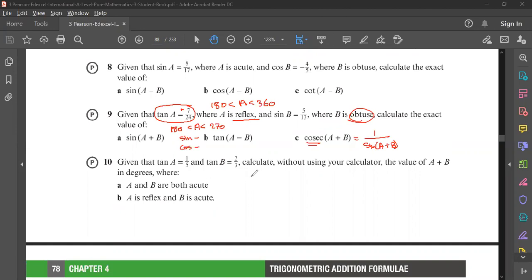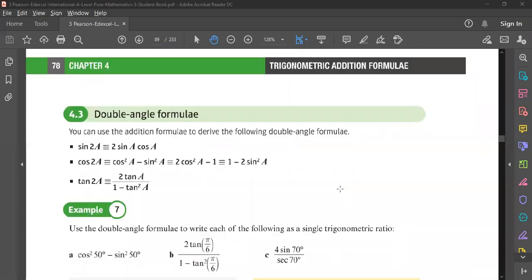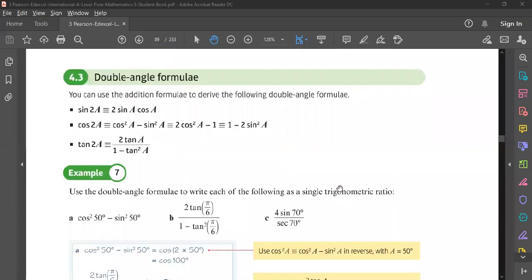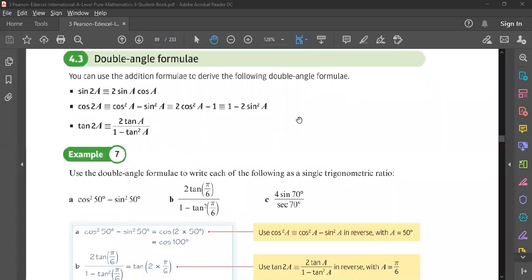Any questions? I feel that this topic is, there is no further ideas about it. Okay? Now, double angle formula. It's the same, people. It's the same.